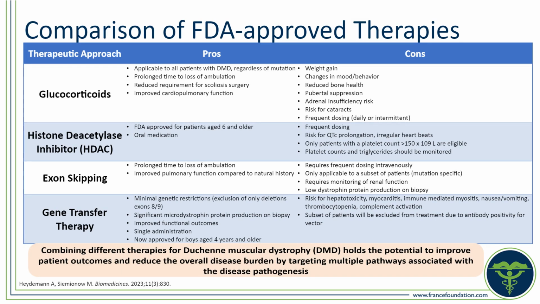This chart demonstrates the currently FDA-approved therapies and therapeutic approaches for Duchenne muscular dystrophy. Glucocorticoids have been the standard of care for many years. They are applicable to all patients with Duchenne, regardless of their mutation. They've been demonstrated adequately to prolong time to loss of ambulation, and they've also demonstrated efficacy with reducing requirements for scoliosis surgeries, and they've improved overall cardiopulmonary function for our patients as well.